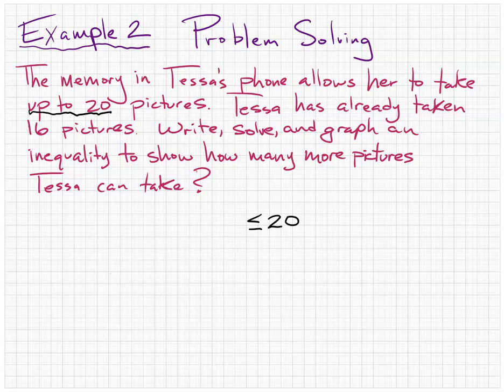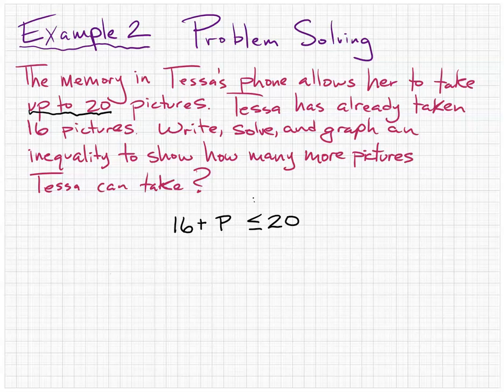Tessa has already taken 16. Well, the 16 she has taken are right there. She can take and add some more pictures, and we don't know how many more pictures. So the 16 that she has taken plus this many pictures has to be less than or equal to 20 pictures. And yeah, I know most of you already know it's going to be 4, but the whole point of this problem is to try to learn how to take information and write it down into an equation. Okay, inequality. Equation would be the equal sign.